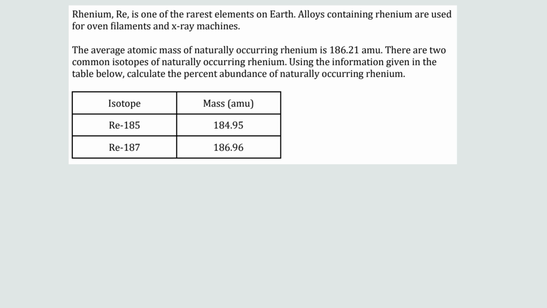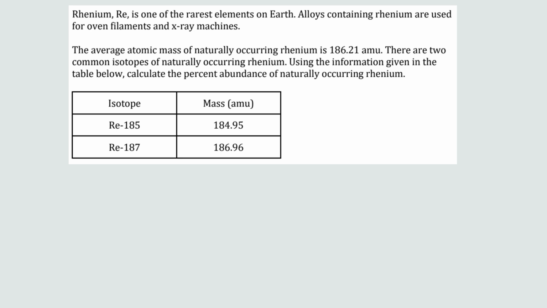Rhenium is one of the rarest elements on Earth. Alloys containing rhenium are used for oven filaments and X-ray machines. The average atomic mass is 186.21 AMUs. There are 2 common isotopes. With the information given to you in the graph or the chart below, calculate the percent abundance of naturally occurring rhenium.